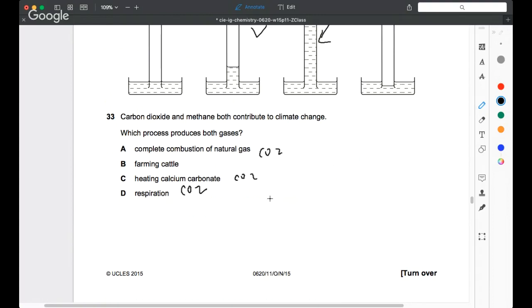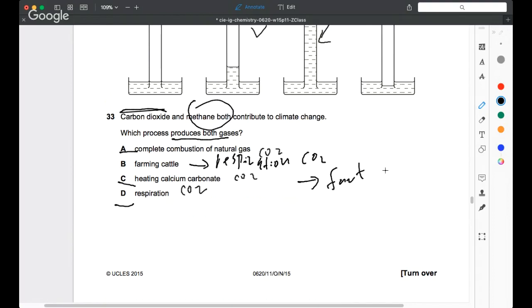Number 33. Which produce both carbon dioxide and methane? A, C, and D, they give you carbon dioxide only. B, they give you both carbon dioxide and methane, because cattle do respiration, which gives you carbon dioxide, and also they fart to produce methane. So both carbon dioxide and methane. The right choice here is B.